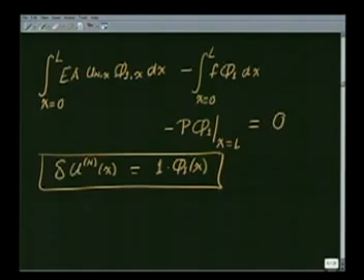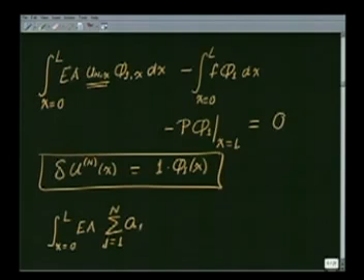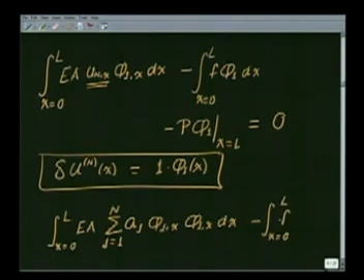So let us now expand this equation in terms of the coefficients ai. So what we'll do is when we put it there, you'll get integral x is equal to 0 to L Ea sigma j is equal to 1 to n aj phi j comma x phi 1 comma x dx minus integral x is equal to 0 to L f phi 1 dx minus p into phi 1 at x equal to L.